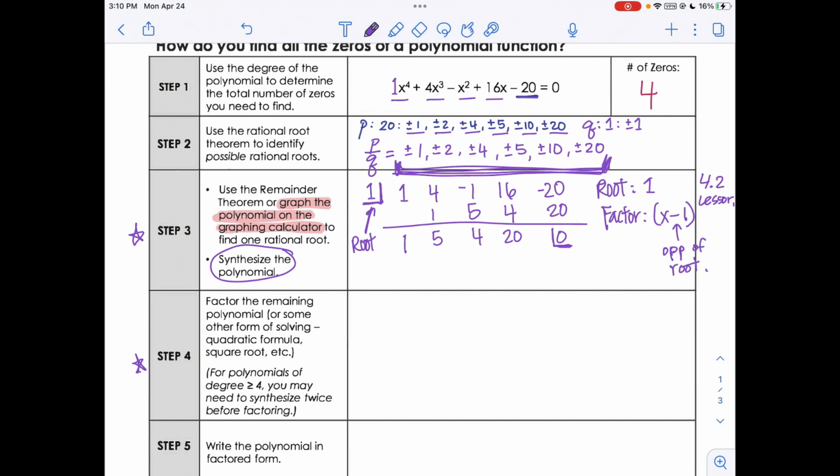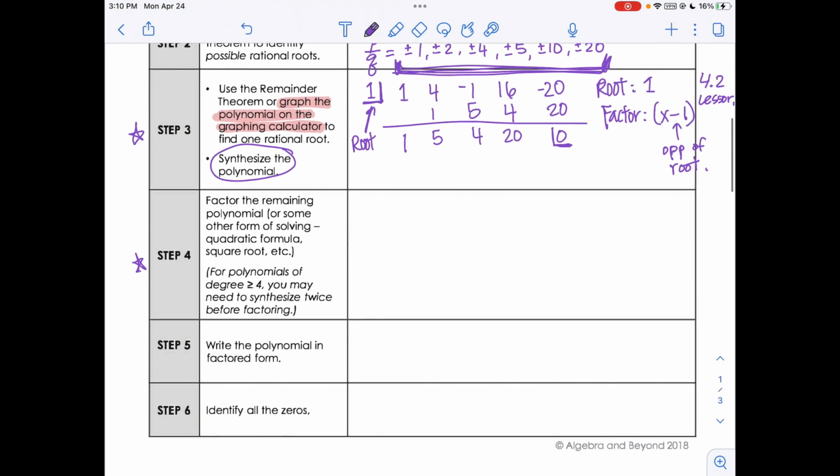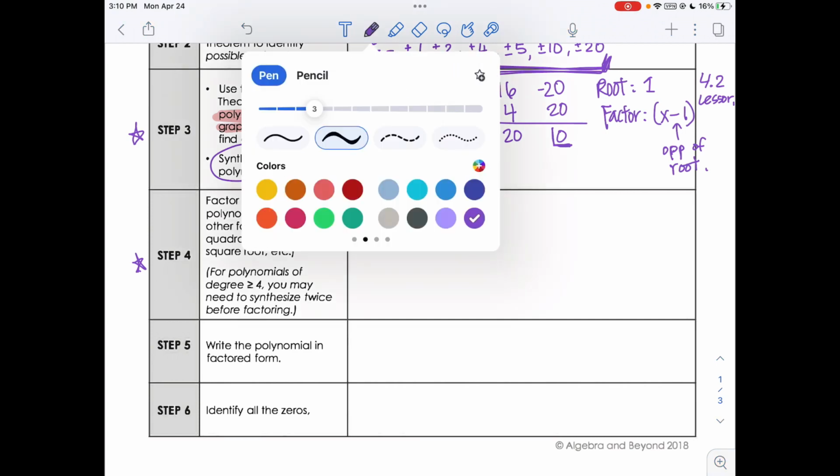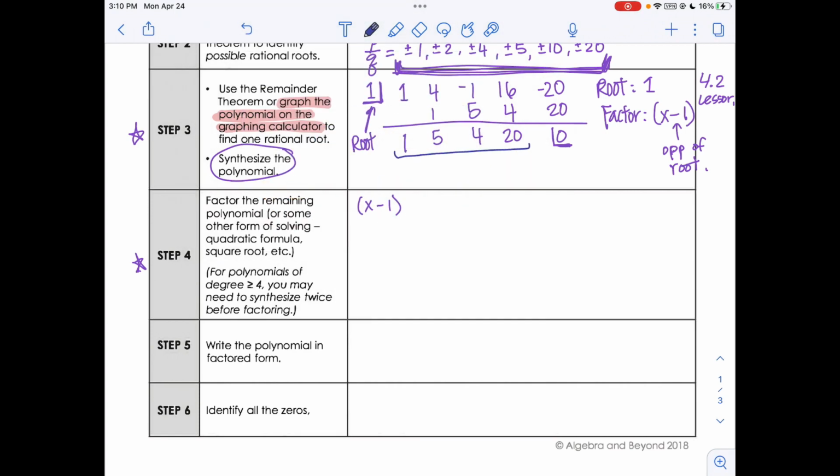Okay, since the root was 1, the divisor was 1, then the factor has to be written as x minus 1 instead of x plus 1. So one factor we have is x minus 1, and then we have these coefficients as my leftover coefficients. So I'm going to start with x cubed plus 5x squared plus 4x plus 20. Now I need to factor this group of guys.